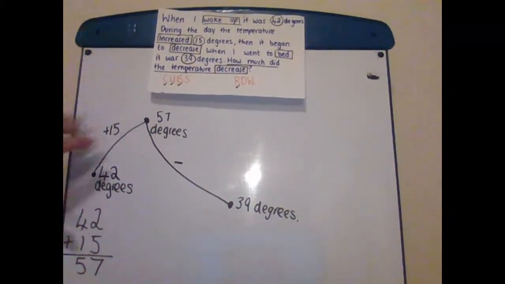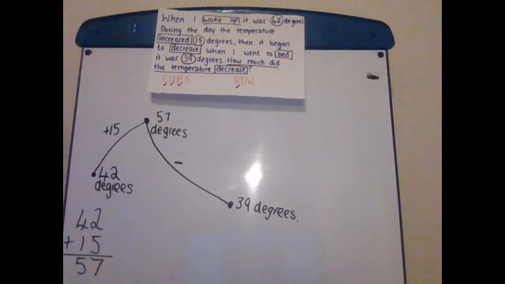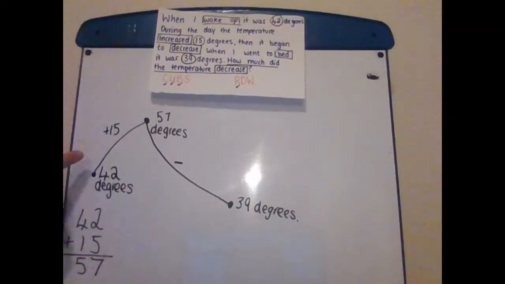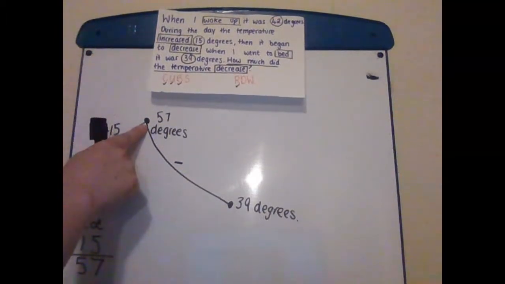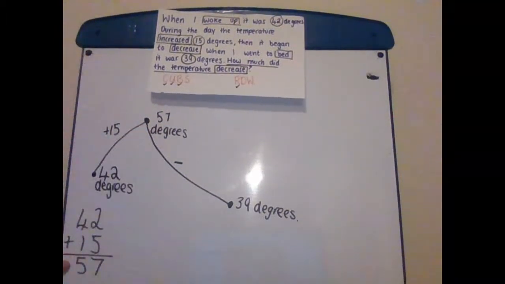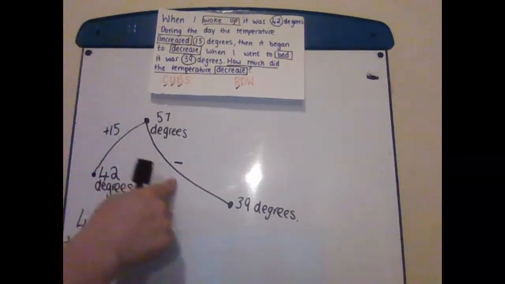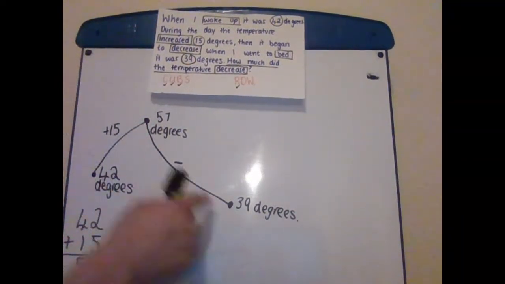Okay. Now this here is not really a mathematical strategy, but I have drawn out what information I have. Okay. Woke up, it was 42 degrees. During the day, the temperature increased 15 degrees. There's my gone up by 15 degrees. And I know it's now at 57 degrees. When I went to bed, it was 39 degrees. So it dropped down to 39 degrees. But how much did it decrease?